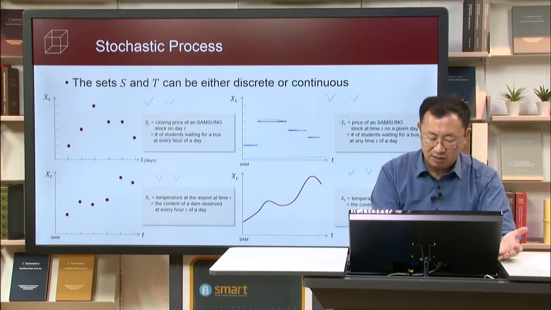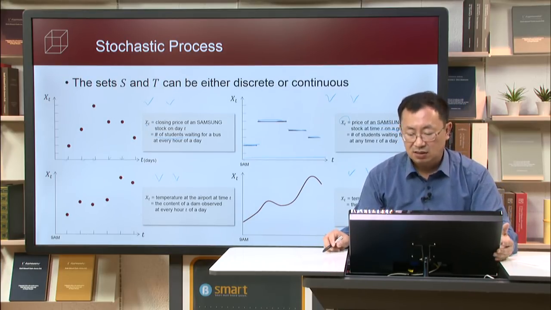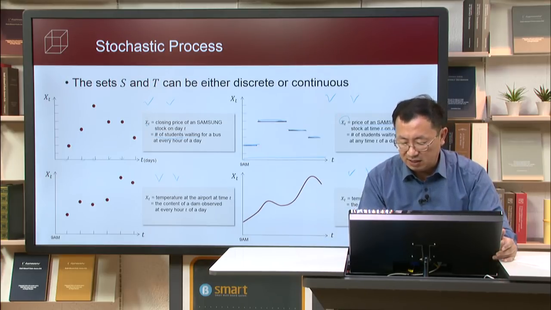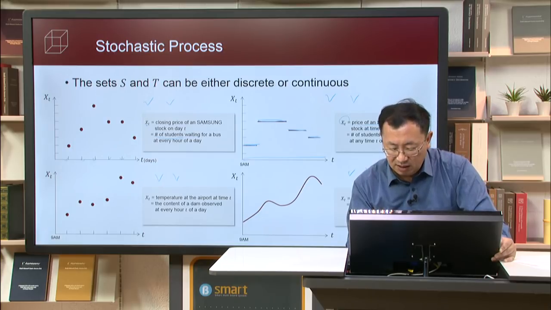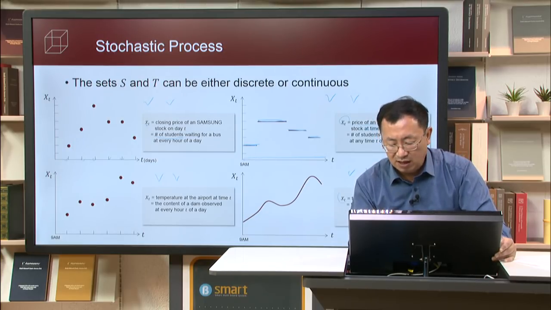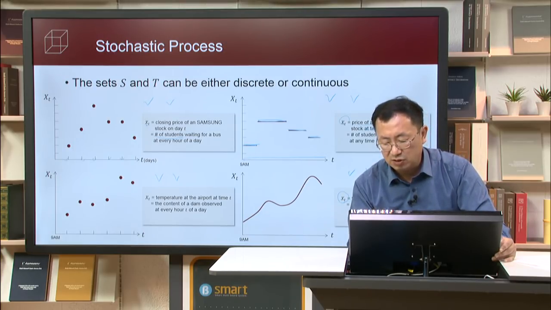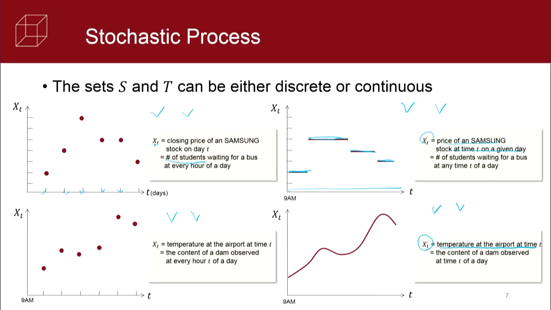You can take a look at the other cases easily. For example, in the last case, both S and T are continuous. An example is Xt representing the temperature at the airport at time t. So you monitor the temperature. The temperature is continuous in its values, right? And you continuously monitor the temperature over time. So in that case, both S and T are continuous.